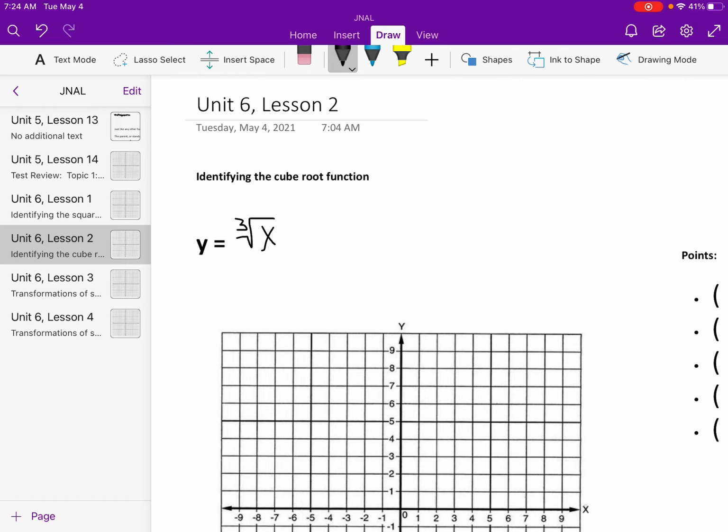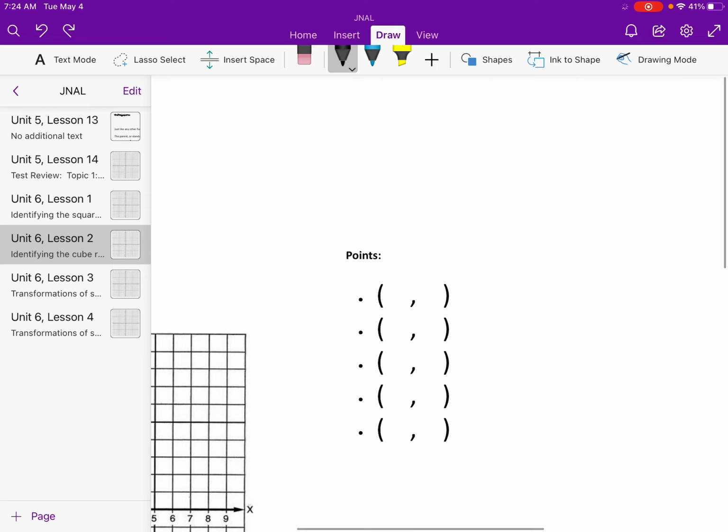So basically what this is saying is you take the cube root of x to find y. And basically you would cube y to find x. That's kind of what that means. And just like when we had the square root function, it was the same. So let's look at points like we did with the other one.